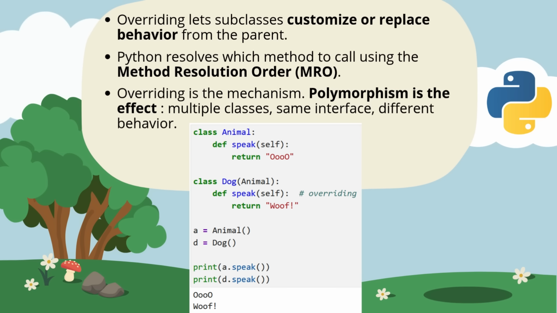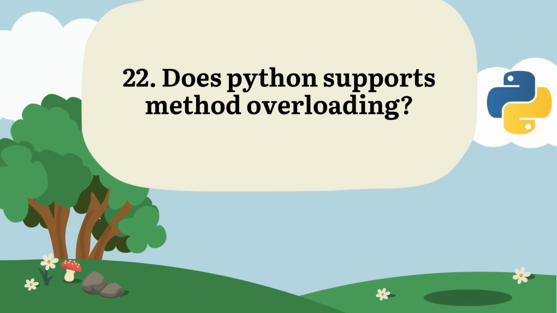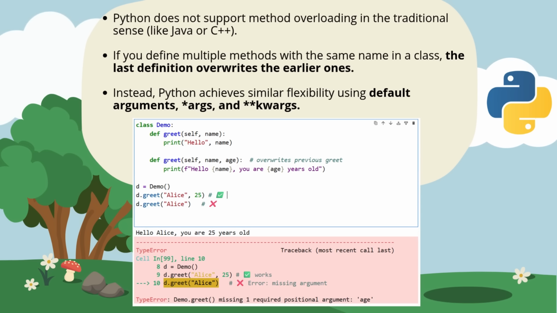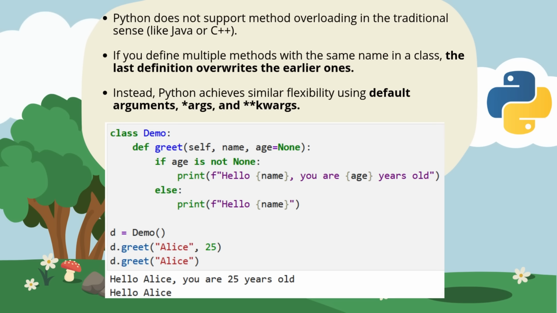And the last one of this section, does Python support method overloading? Not in the traditional sense like Java or C++. Instead, you can simulate it using default parameters, or flexible args and kwargs. This way, one function can handle different kinds of input.